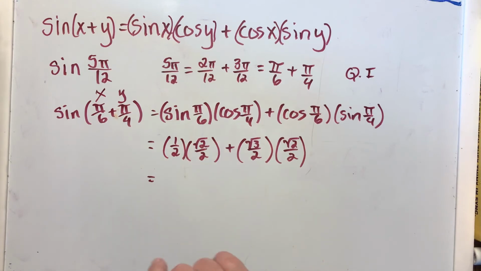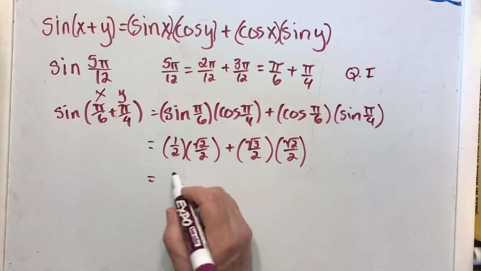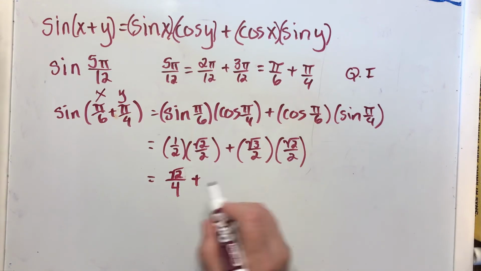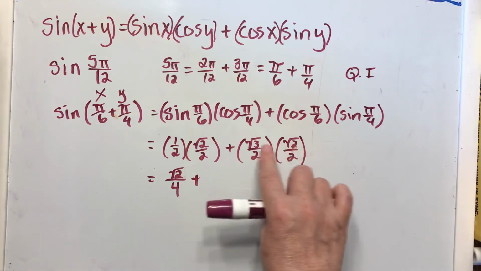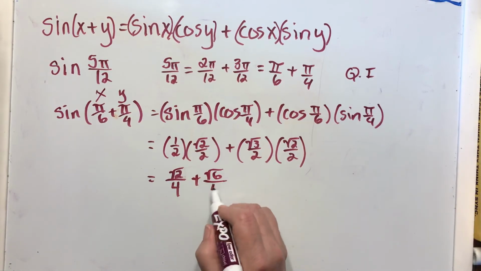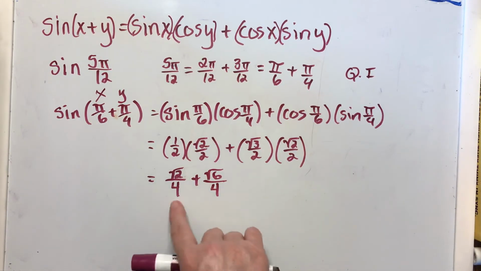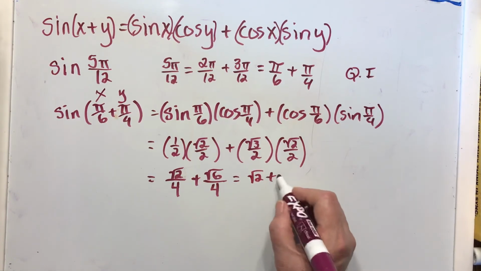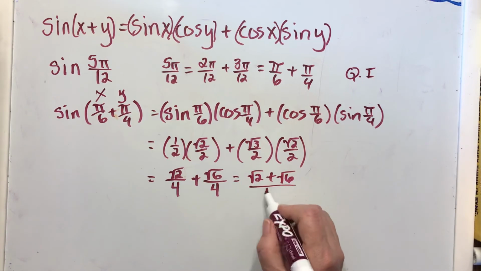So 1/2 times the square root of 2 over 2, you multiply the numerators, get the square root of 2, multiply your denominators, you get 4. Over here, since we're multiplying two square roots, we can combine those to be the square root of 6. It's also over 4. And now since that's over the same denominator, it's considered simplified to write that as a single fraction.